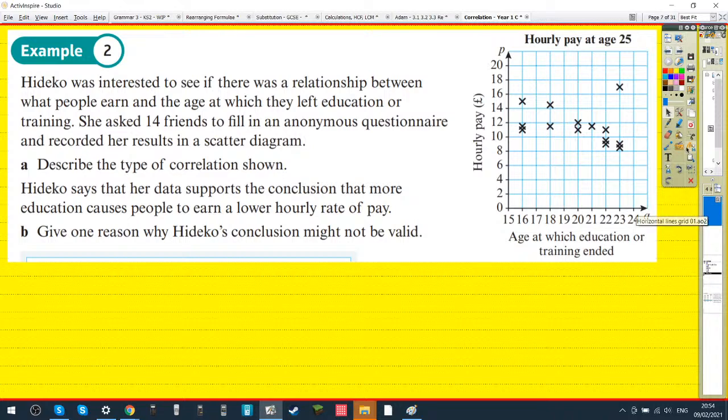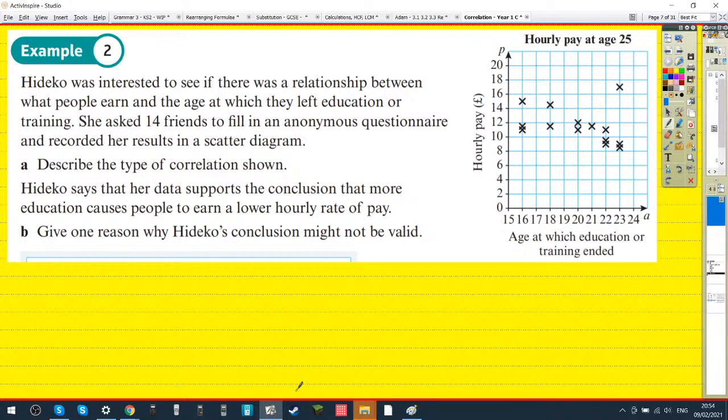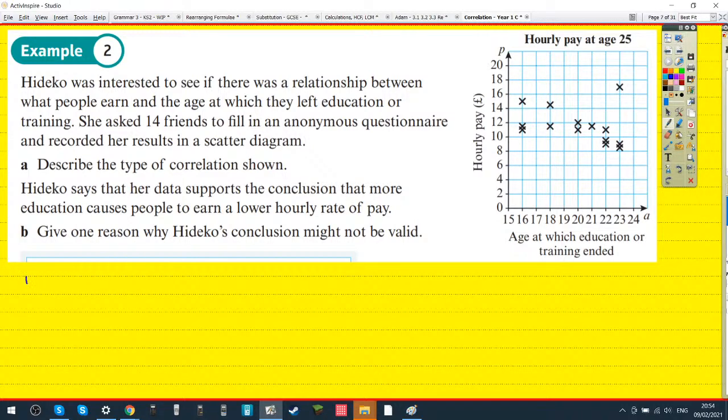Maybe slightly negative. Well, but it never stated a conclusion. So Hideko is saying basically you earn less, your earnings are going down the older you are when you leave education. A reason why that might not be valid?